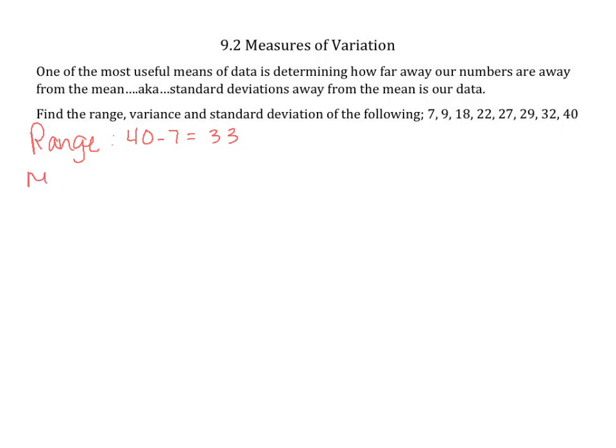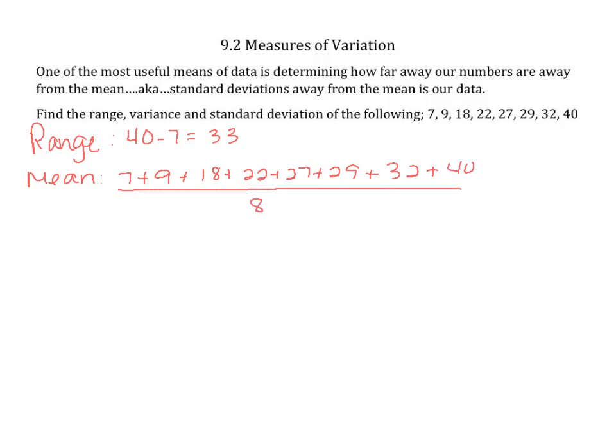We also need to find the mean. Mean is part of the formula, so we need to find the mean of all these numbers. So we're going to add them up. We have 8 numbers, so divide by 8. So if I add them up and divide by 8, we'll get 23. And we're going to need to come back to that.